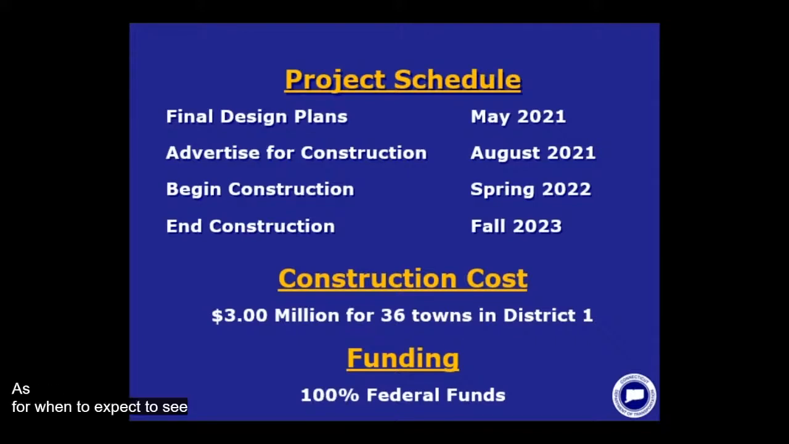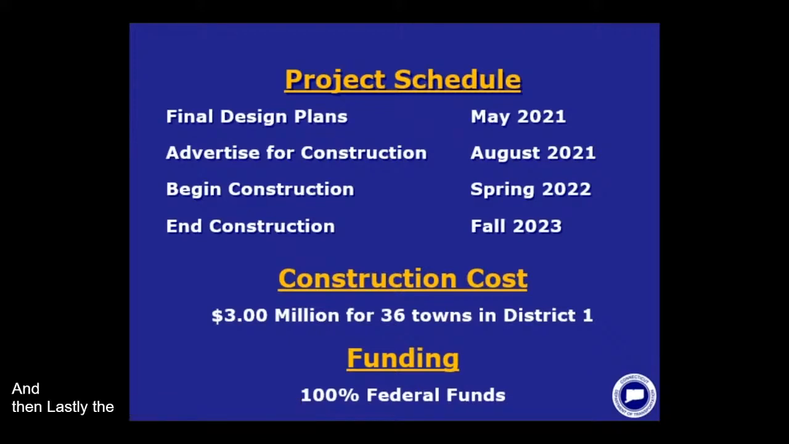As for when to expect to see construction taking place in Coventry, that's really going to be depending on how our contractor and the department's Office of Construction schedule when and where to install signs throughout the duration of the project. So it really can be any time between spring 2022 and fall 2023. DOT maintenance's sign removals, though, will happen independently from construction, so you may notice some signs having been removed before construction even begins.